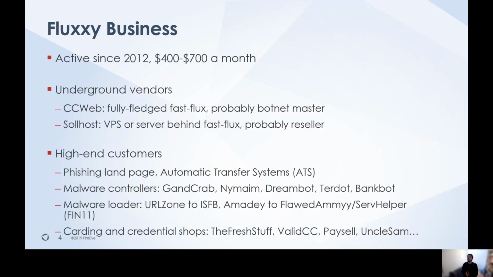So that's a real business. We know about two actors selling the Fluxxy service on the underground. One is CCWeb. CCWeb sells the protection layer directly. That is, it provides you with a panel to configure your backend and the domain names you want to point to that backend, and the service configures the protection layer between the backend and that domain name.